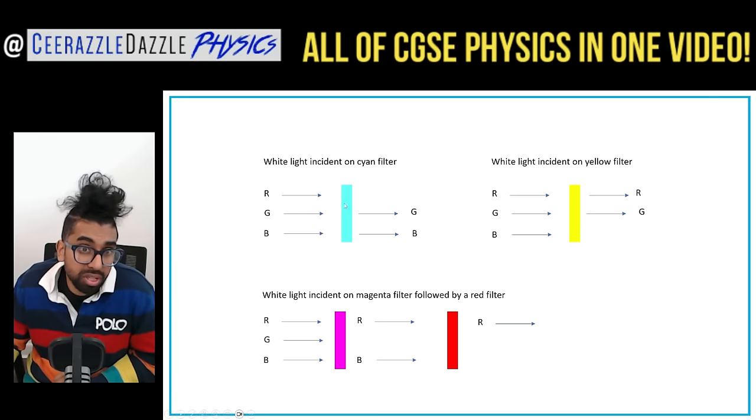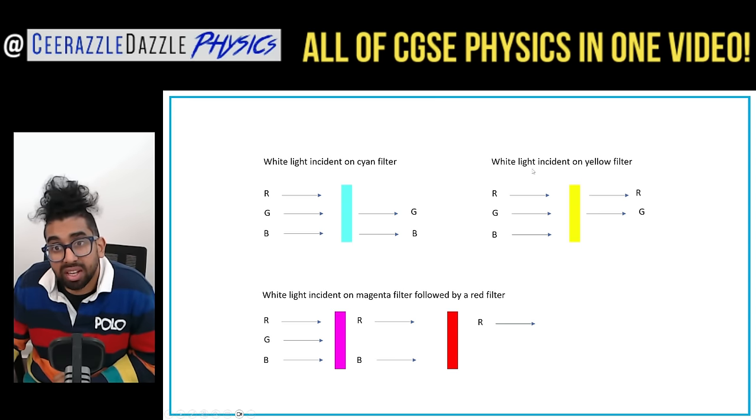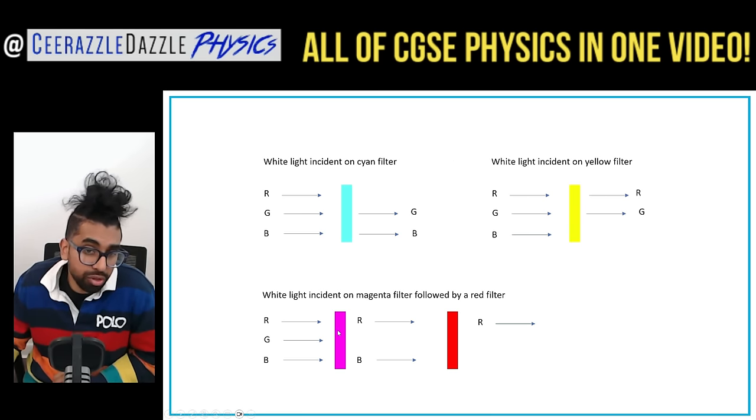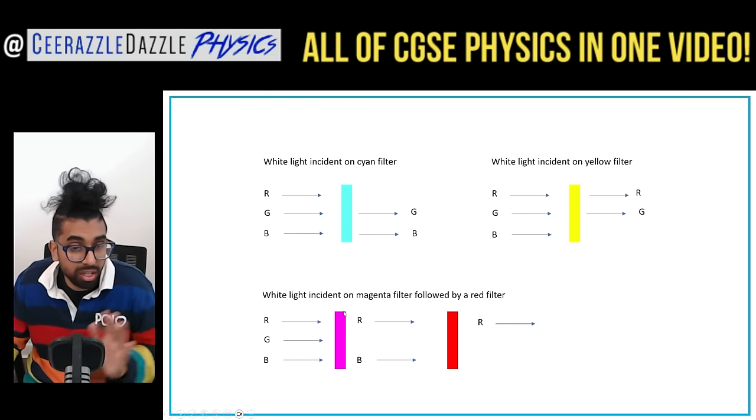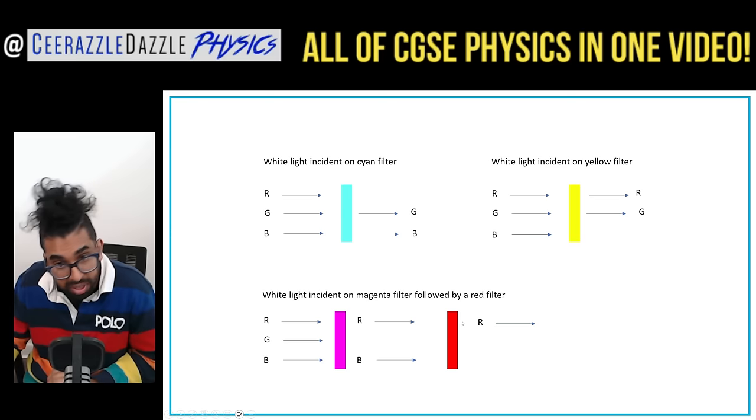Then we've got a couple of examples over here. Let's say I've got white light onto a cyan filter. Obviously the green and blue pass through and the red does not. If I've got white light onto a yellow filter, obviously the red and green can pass through but not the blue. And look, if I've got two filters, one in front of the other, and I shine white light into it, the red, green and blue, which are in white light, go into the magenta filter, the red and blue can pass through, but if I place another red filter in front of it, only the red can pass through.